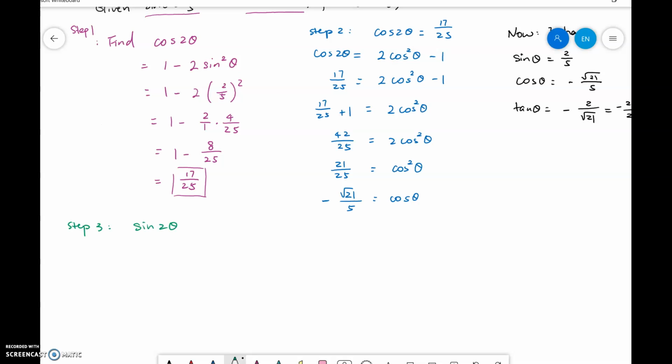Okay, so now I can move on to my step 3 to find sine of 2 theta. According to the formula, it is 2 copies of sine theta cosine theta, which is 2 copies of 2/5 times negative square root of 21 over 5. So we got negative 4 square root of 21 over 25.